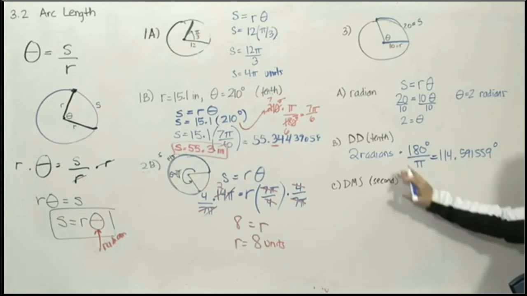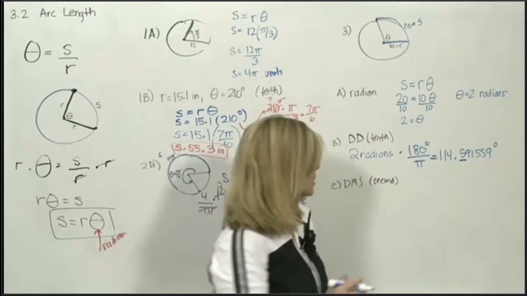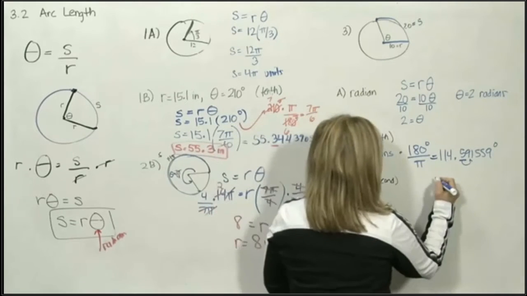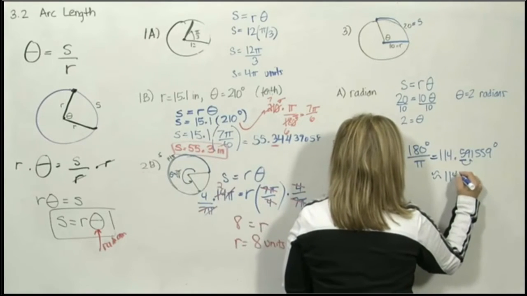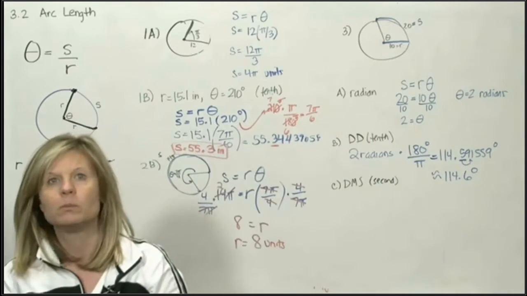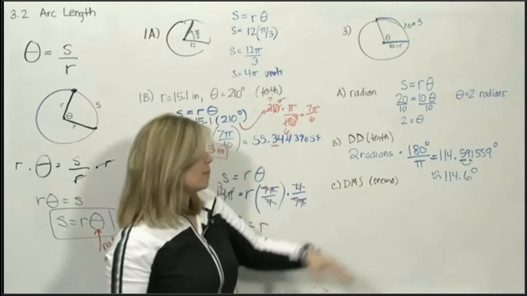There's a decimal point. Now round it to the nearest tenth. 5 is in the tenths. There's a 9 behind it, so it should round up. So approximately, this is 114.6 degrees as DD form. It says one more thing. It says now change it to DMS.